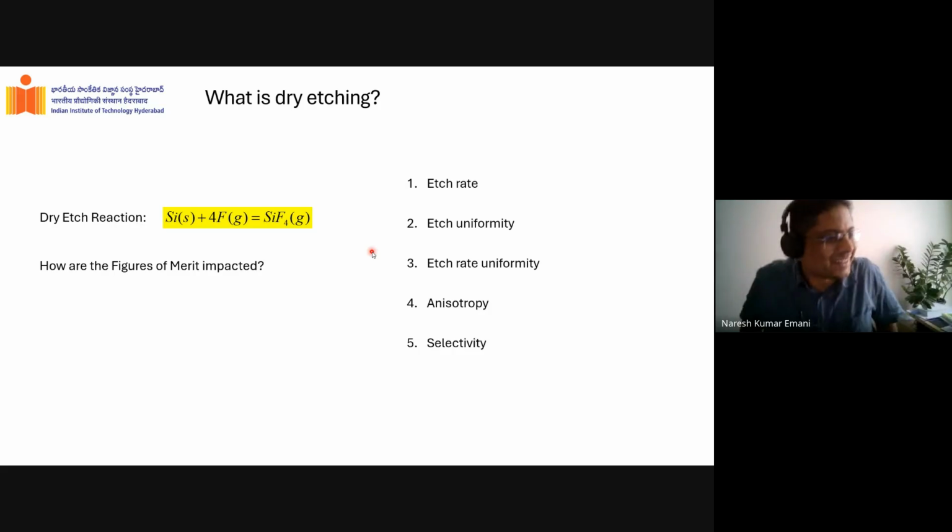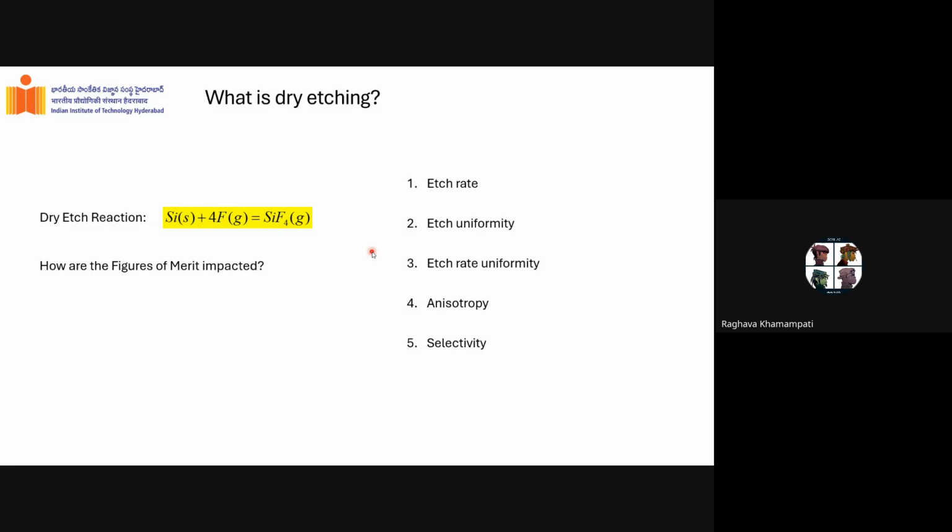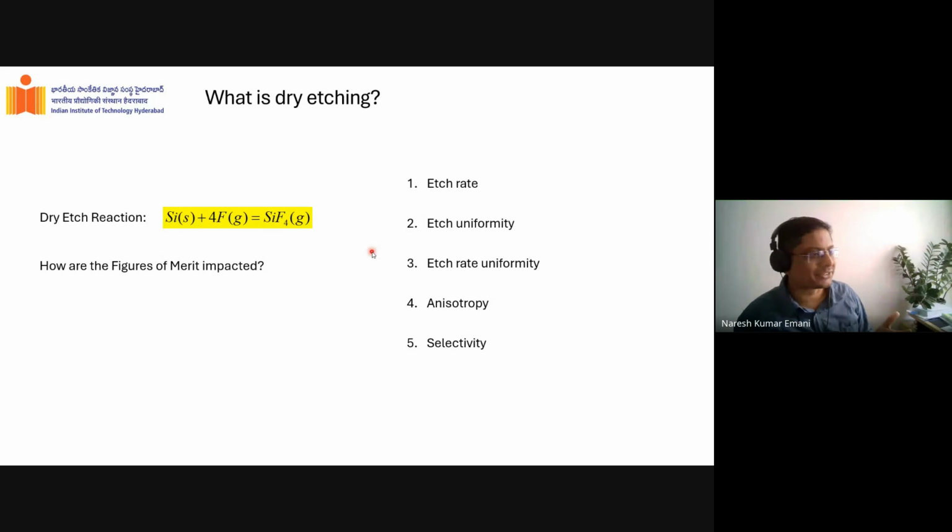Could it be like targeting the gas only on a particular specific area? How do we do that? I mean, for that you have a mask, right? That's all right. You have a mask, you will be able to do that.